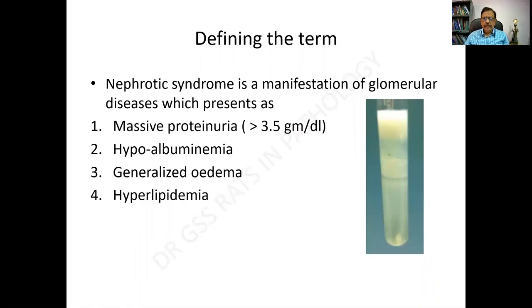Defining the term. What is the definition? Nephrotic syndrome is a manifestation of glomerular diseases which presents as massive proteinuria, hypoalbuminemia, generalized edema, and hyperlipidemia. Massive proteinuria means there is more than 3.5 grams of protein that is excreted per day. And along with it, there will be hypoalbuminemia, generalized edema, and hyperlipidemia.